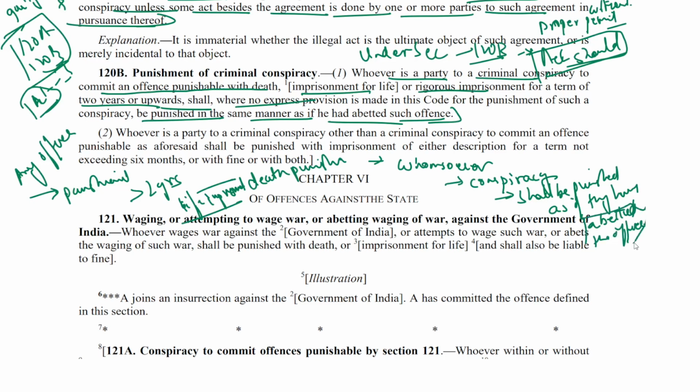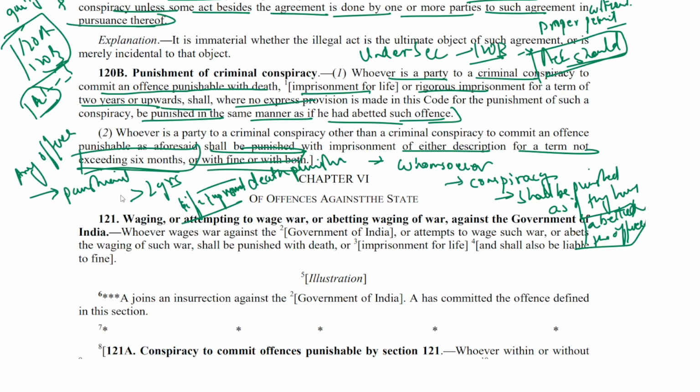So whenever there is a criminal conspiracy, then obviously the person shall be punished. Okay, then what will be the punishment? The offense shall be punished with imprisonment of either description for a term not exceeding 6 months, or with fine, or both. So punishment of at most 6 months will be there.